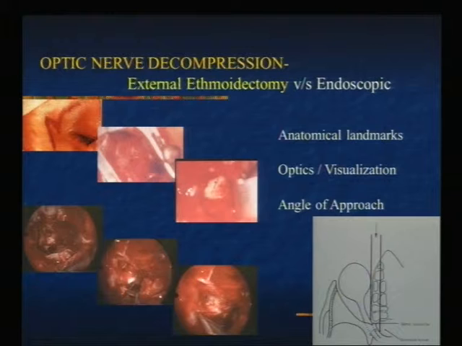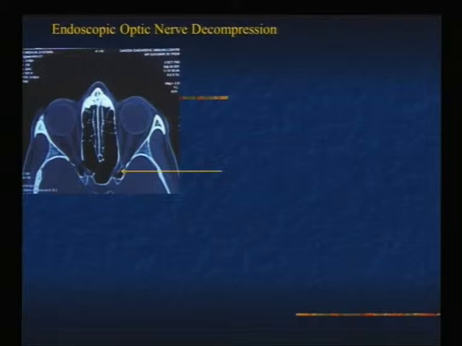As I said, we used to do this with an external ethmoidectomy, and the first half of a series till 98, 99 was external ethmoidectomy, and now we do it endoscopically. So again, to recapitulate on how you do it, I spoke a little bit on it yesterday, we do it exclusively transsphenoidal. That is a direct way to get to the optic canal. It's simple. The optic canal is right next to the air space in the sphenoid.